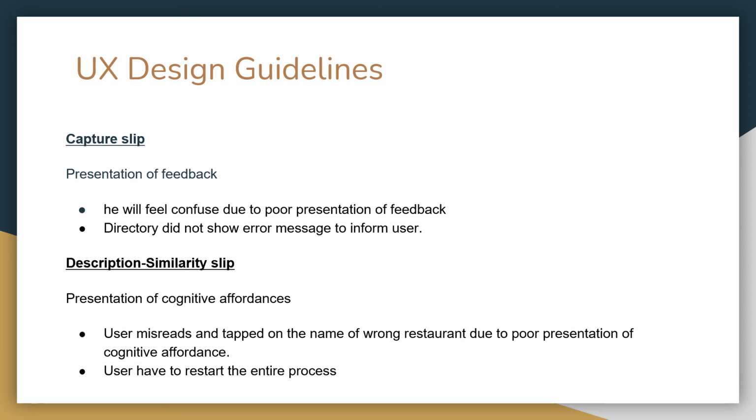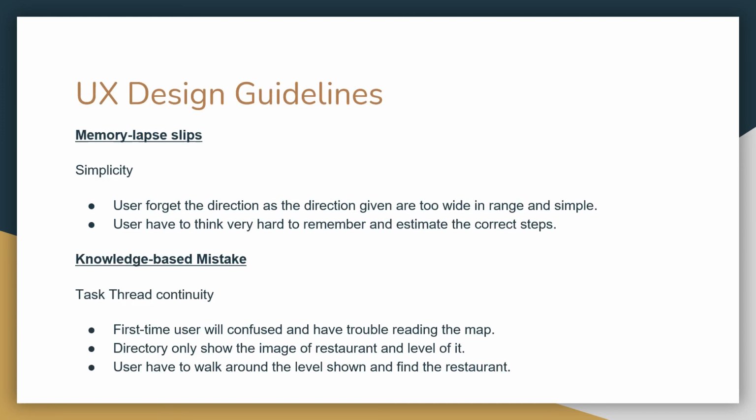For the description similarity slip, it is presentation of cognitive affordance. Users misread and tap on the name of the wrong restaurant due to poor presentation of cognitive affordance. Because the user misreads and taps on the wrong restaurant, users have to restart the entire process.